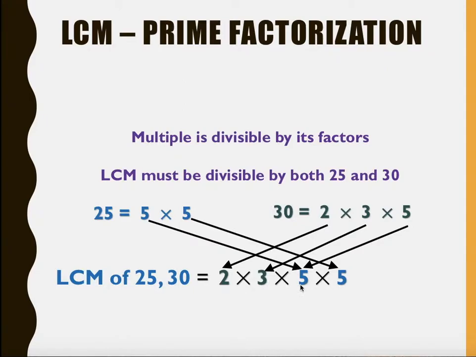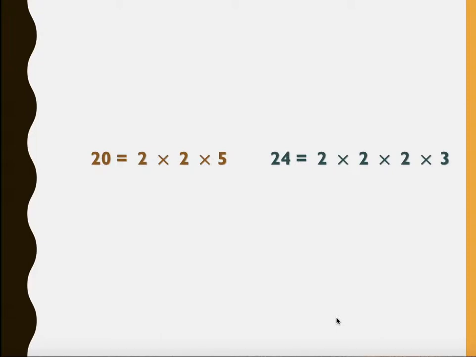So for 25, we have these two 5s. And for 30, we have these 2, 3 and 5. So now this is the LCM of 25 and 30. So if you look at it, it is 5 times 2 is 10, 10 times 3 is 30, 30 times 5 is 150. Now 150, if you look at it, is the first number that is divisible by both 25 and 30. So it is the LCM of those two numbers. Let's look at another example.